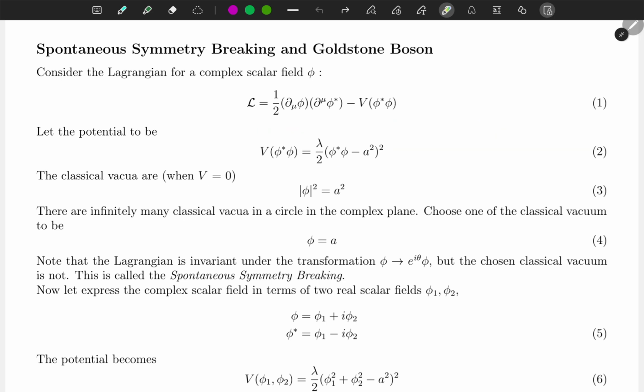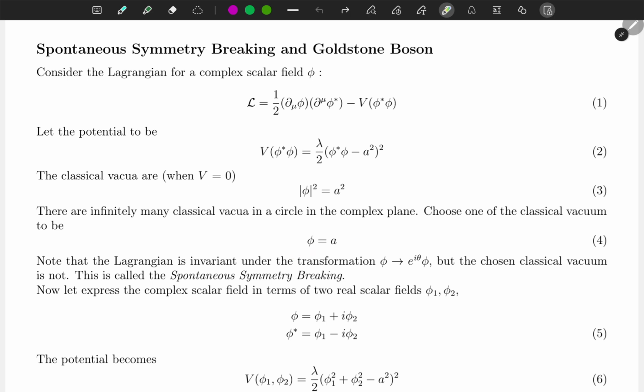Then what is the classical vacuum of the theory? That is basically setting this potential to be 0. We get this simple thing: mod phi squared is a squared. As you can see, there are infinitely many classical vacua on a circle in the complex plane. So you choose one of the classical vacua; we are choosing phi equal to a.